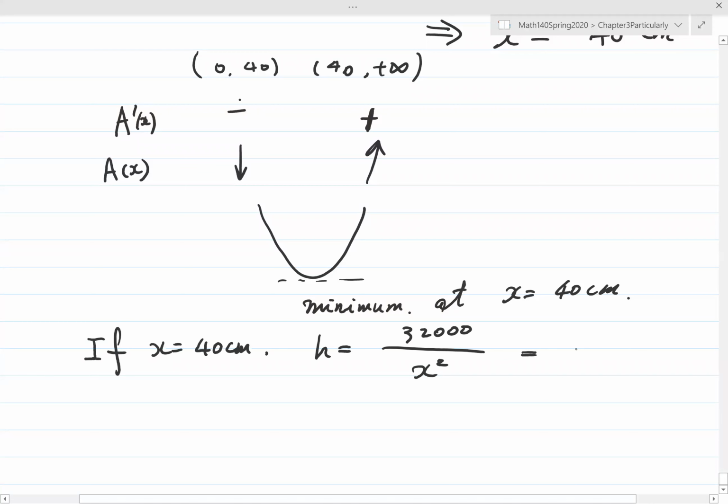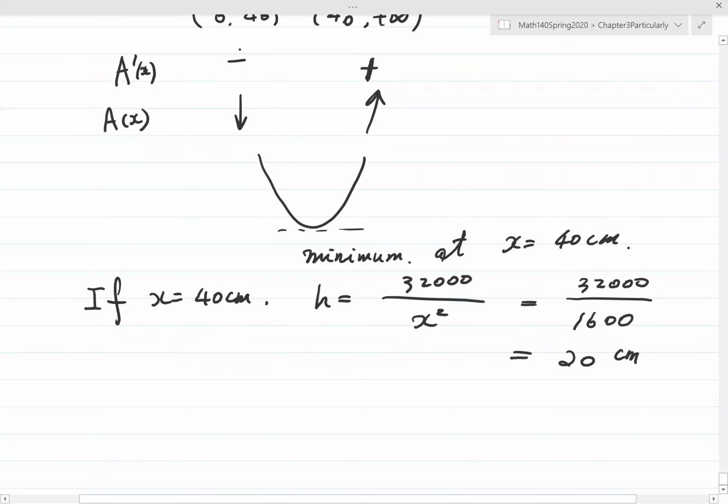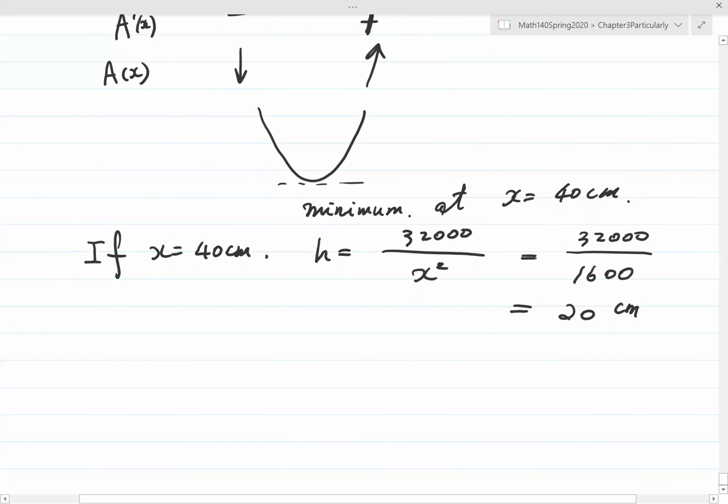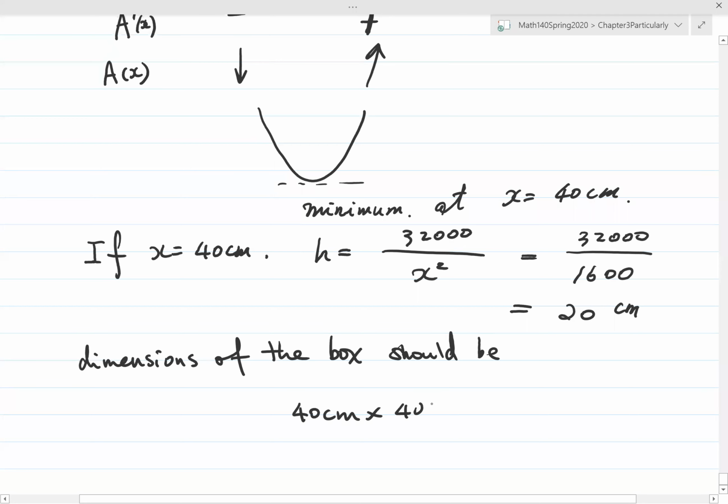Okay, this actually you get 32,000 over 40 times 40. Then you got 20. The unit is centimeter. So the dimensions of the box should be 40 centimeters times 40 centimeters times 20 centimeters.